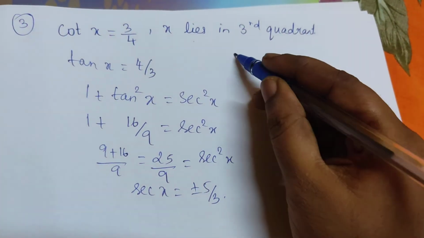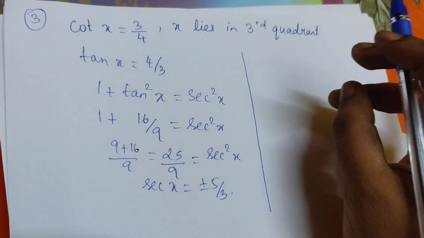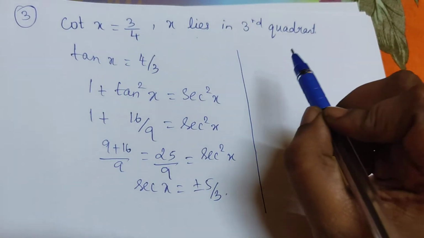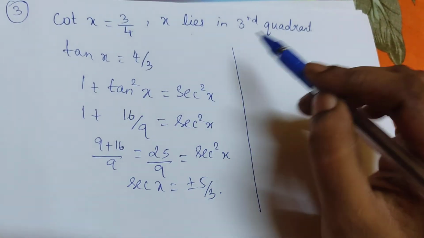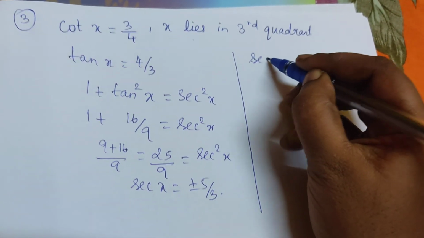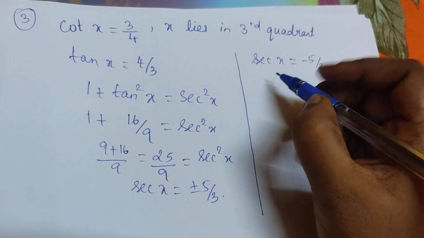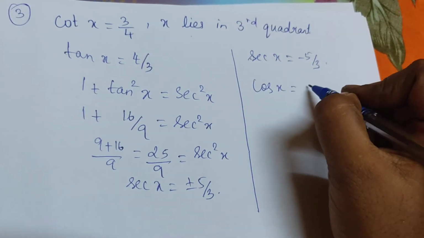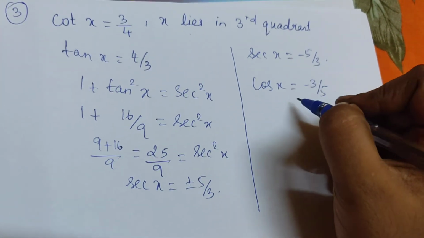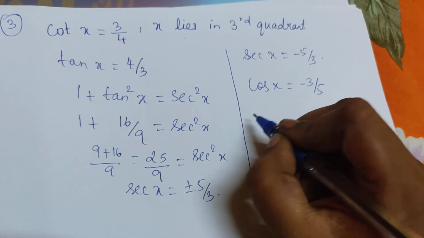Since this x lies in the third quadrant, according to the phrase "All Silver Teacups", tan and its inverse cot are the positive ratios and the rest are all negative. So secant x will be minus 5 by 3. After knowing secant x, we can find cos x. Cos x is the inverse of secant x. And after knowing cos x, it's possible to find sin.